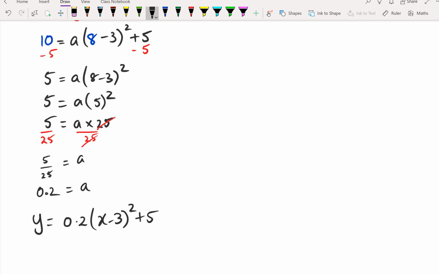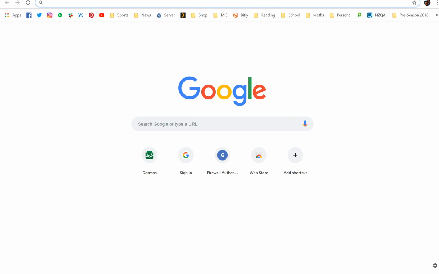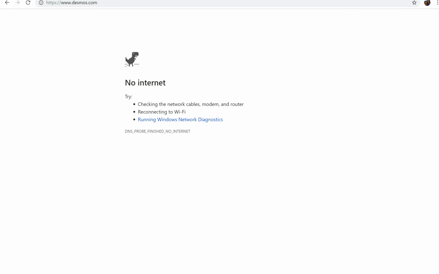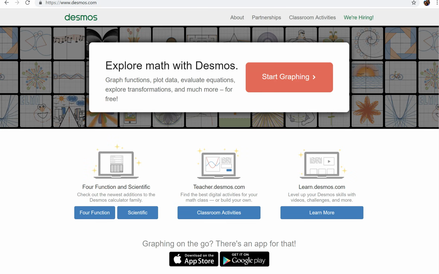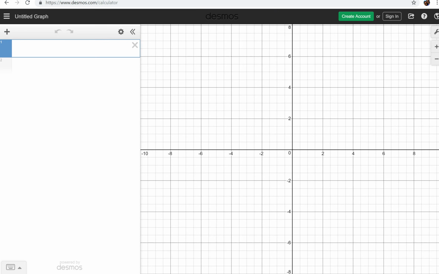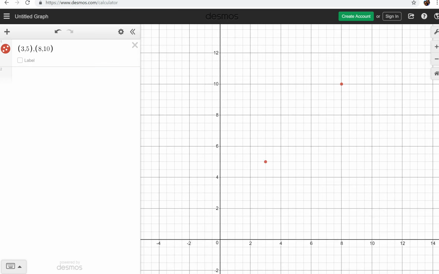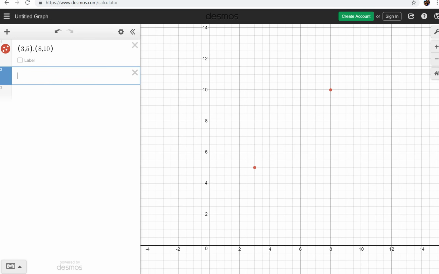But how do we know whether we did the right thing? I think the best way to do that is to go back to Desmos. You do need an internet connection. The way you can check whether you got the right answer is by going into Desmos and putting your 2 points in first. So I'm going to put down (3, 5) and (8, 10). And then I type in my equation to figure out whether I got the right answer or not.